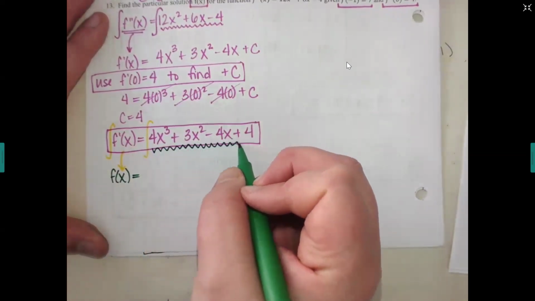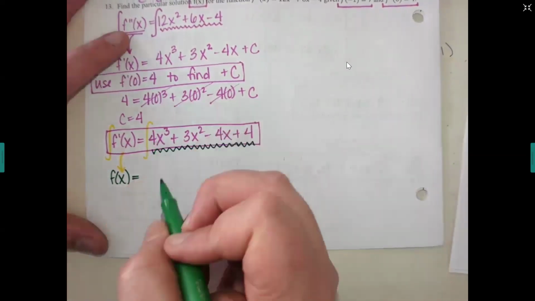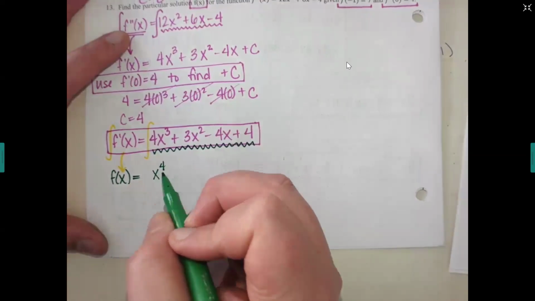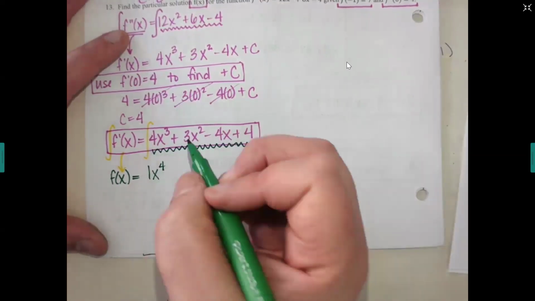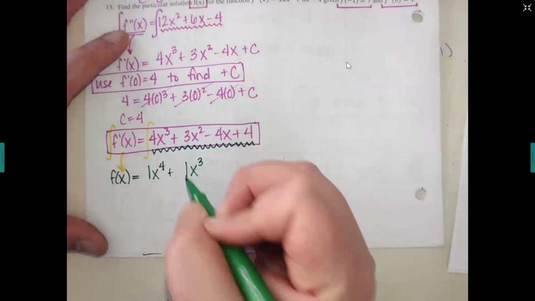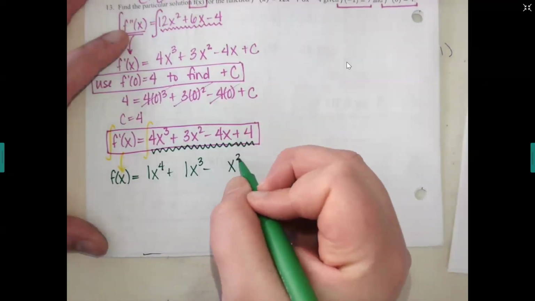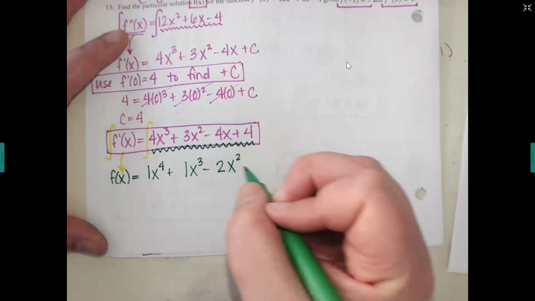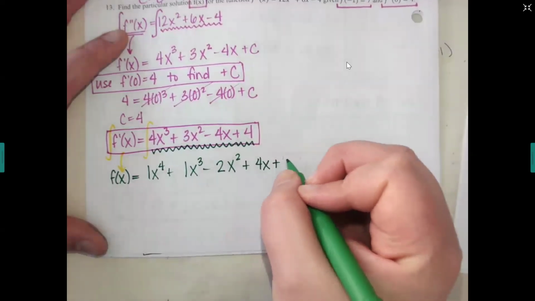Remember, you're going to add 1, then divide by the new exponent. So x³ will go to x⁴, then divide the 4 on the 4, now that's a 1. x² will go to an x³, divide the 3 on the 3, now that's a 1. x will go to x², divide the 2 on the 4, now that's a 2. And then my 4 will go to a 4x plus C.